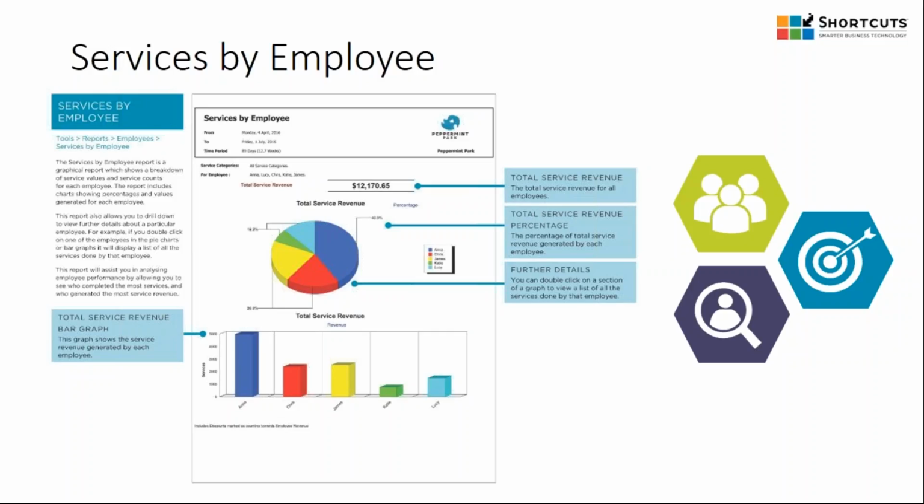This report will assist you in analysing employee performance by allowing you to see who completed the most services and who generated the most service revenue. This report is very similar to the products by employee. The same rules apply. If you click on the products by employee, double click on one of the employees' names on the graph, you will see a breakdown of products by employee and the total income.